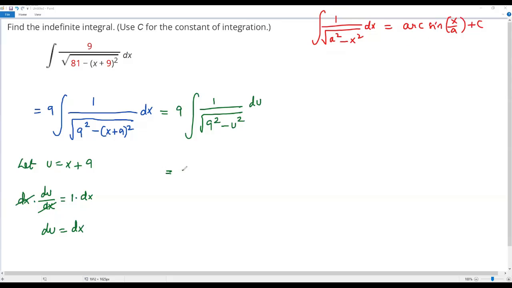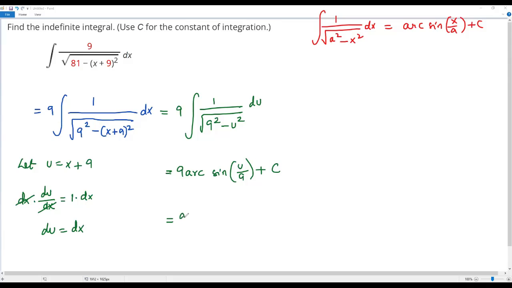So there is 9 times the result of this integration, which is arc sine x over a, but at the place of x we have u, and at the place of a we have 9. So positive c, the constant of integration, as per the instruction given in the question. Actually, it is an indefinite integral. Whenever we evaluate an indefinite integral, we must add the constant of integration. The question says use c for constant of integration, so I have added it.